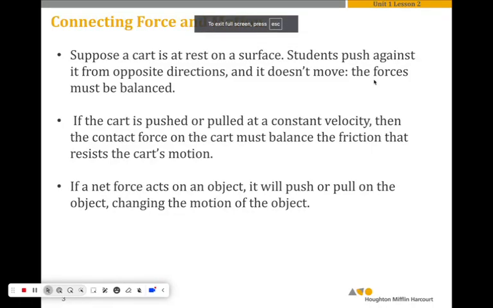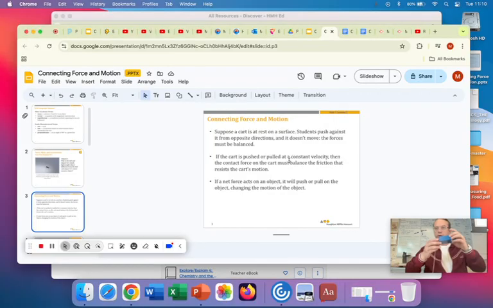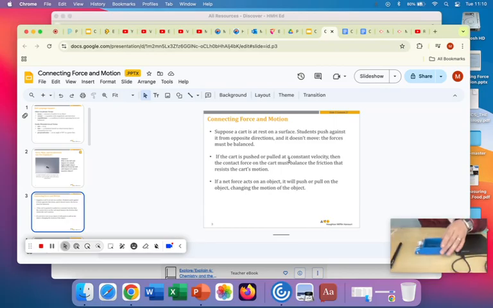Suppose there's a cart resting on a surface and you push it from opposite directions, but it doesn't move. Well, I happen to have a cart right here. Suppose it's resting on the surface. Something's pushing it this way, and something's pushing it that way. The forces must be balanced. I can unbalance them.